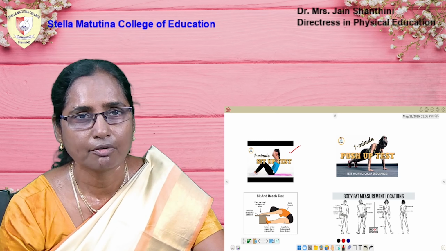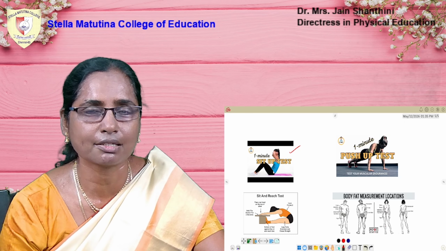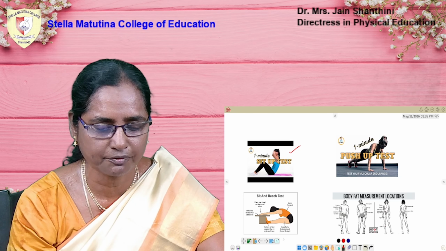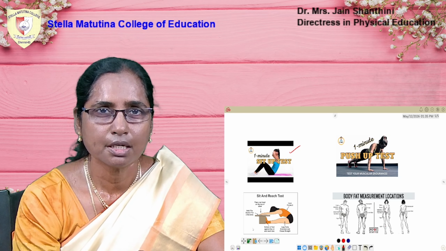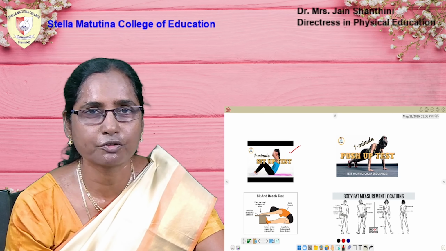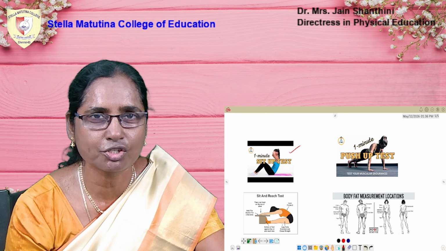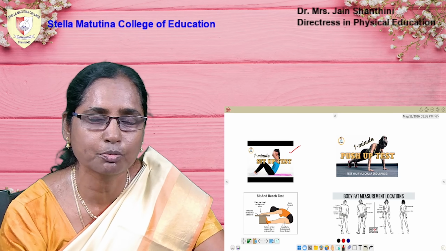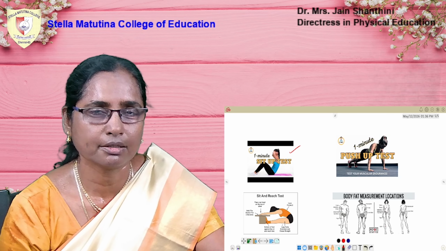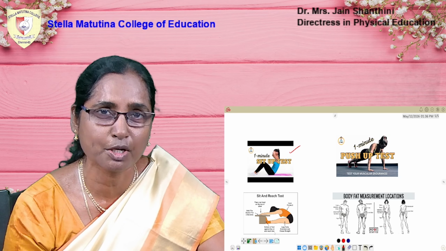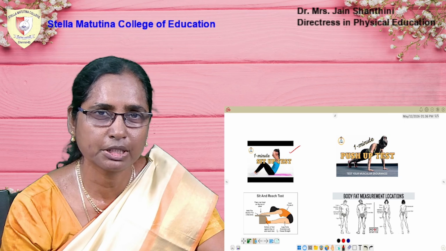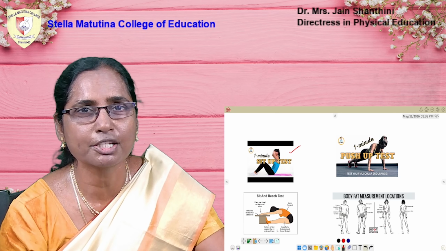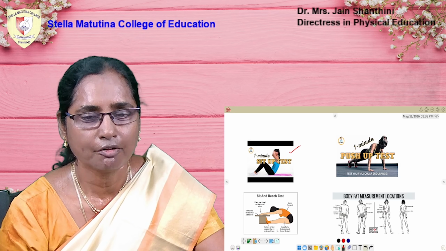Third one is the sit and reach test. That is for flexibility. In this, if you see this figure, you will have to keep one numbered board, and you will have to bend yourself and touch your hand on that scale. However far you are able to bend your back will be measured, and from the 2 values it will be calculated how much you have developed your flexibility.